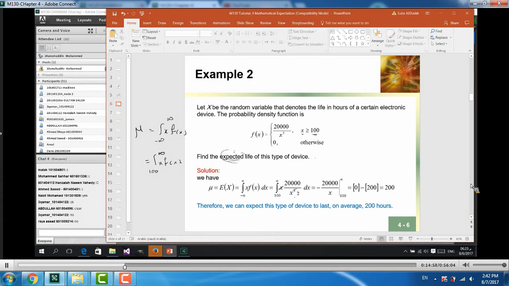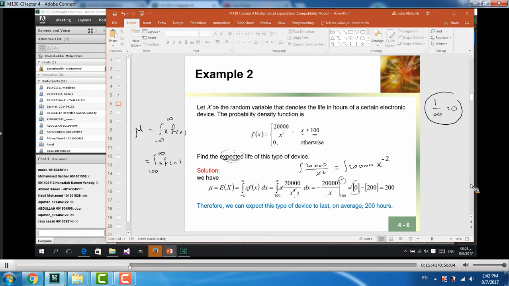So the integration of 20,000 over x squared is minus 1 over x. It's like the integration of 20,000 x to the power minus 2. You will get the integration is minus 20,000 over x, from 100 to infinity. At infinity, it is 20,000 over infinity, which is 0. It's a well-known thing that 1 over infinity is 0. Do you know that?